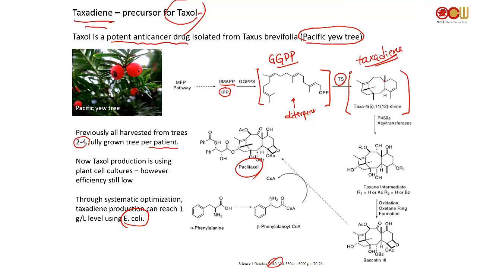Now, the downstream reactions we can probably do using chemistry, right? We can use organic chemistry to do it. But the key is being able to have a large supply of this. So you can use E. coli to produce this. Then this will eliminate the need of cutting down a bunch of trees. So happy for Earth and happy for patients.